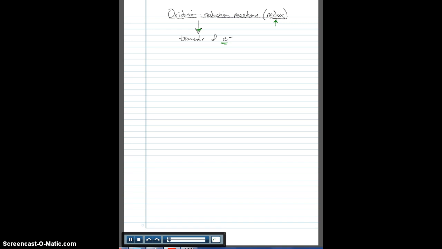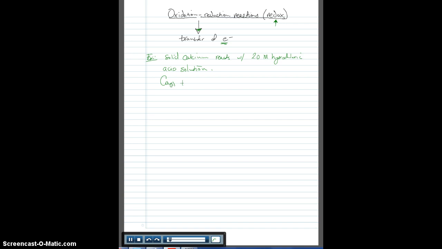So let's take a look at a sample problem first, and we're going to talk about two different ways that we can approach the same thing. So we have a sample here. We have solid calcium, and it's going to react with 2 molar hydrochloric acid solution. And so let's write a complete equation for this first.